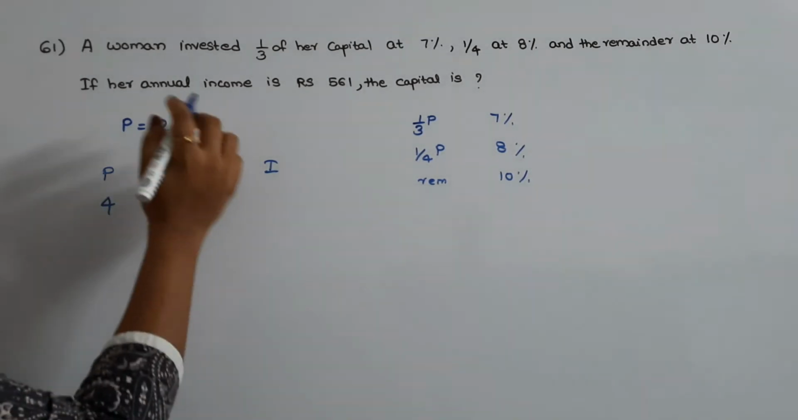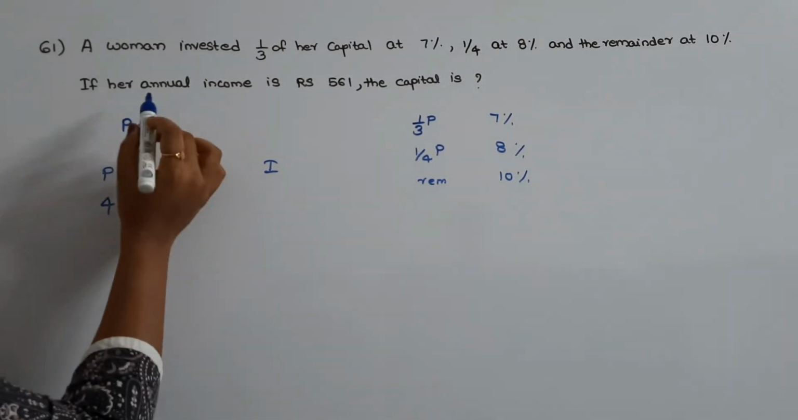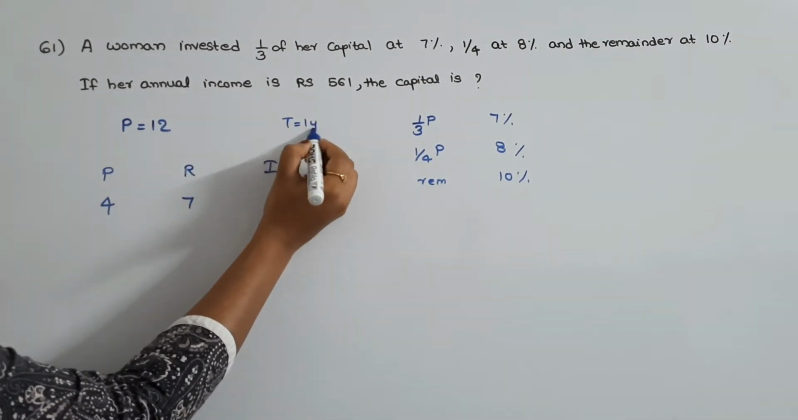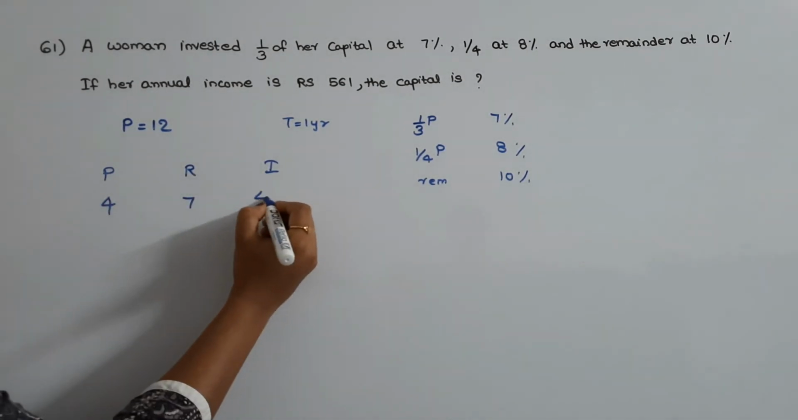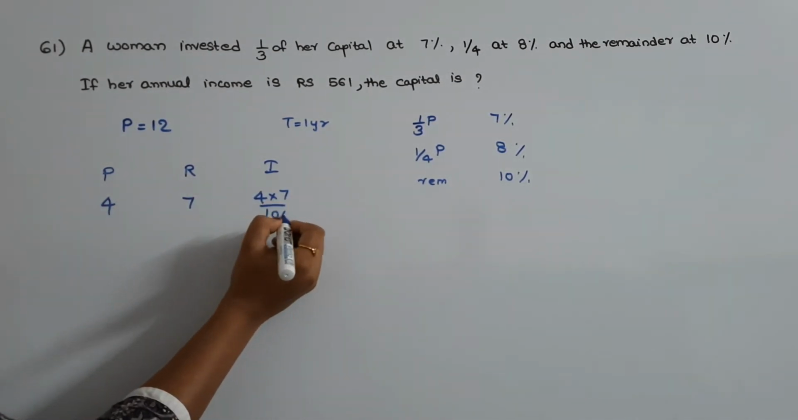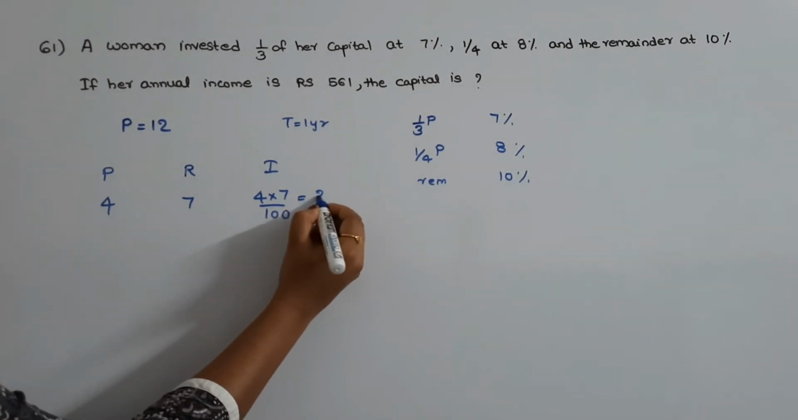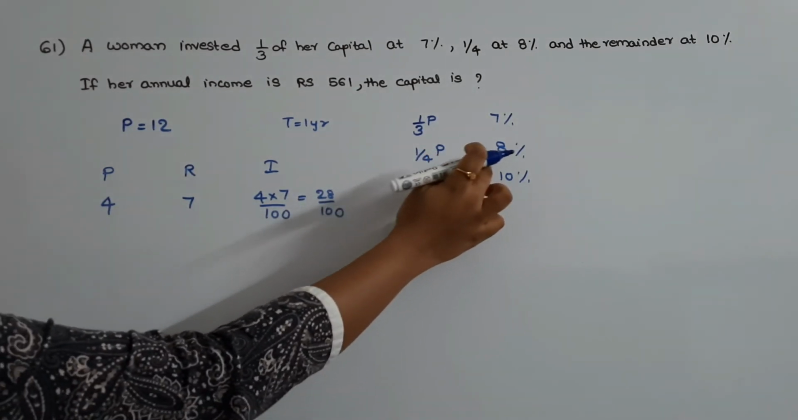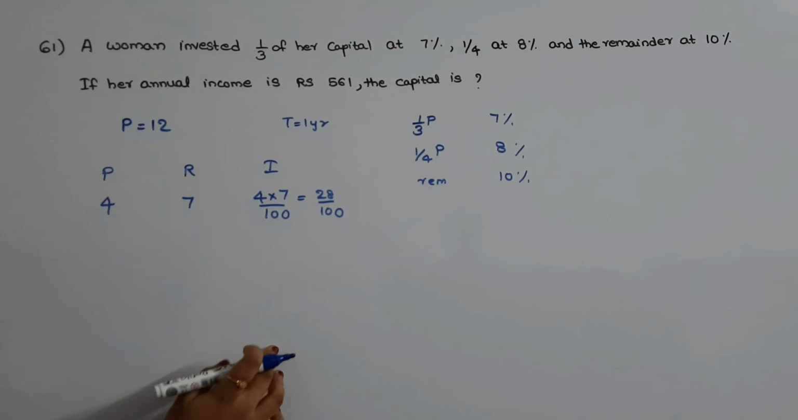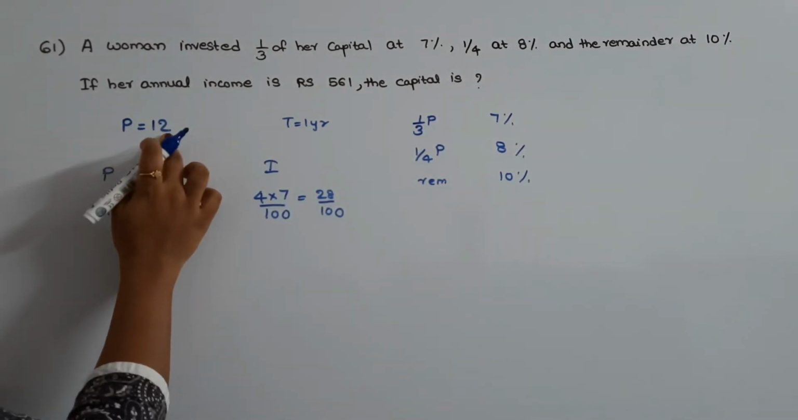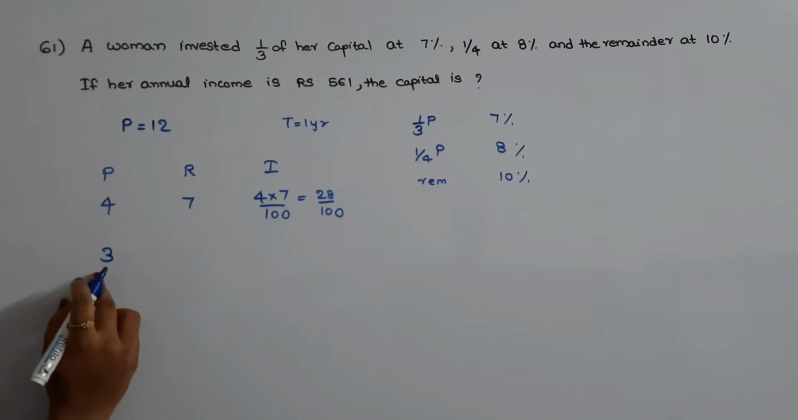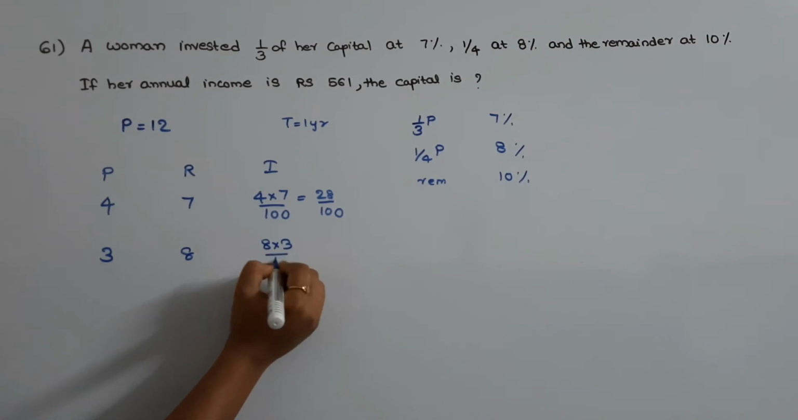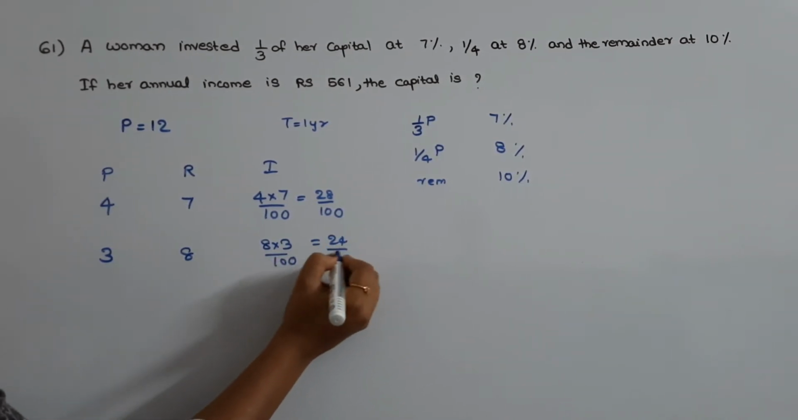Interest will be equal to P into R into T by 100. So here annual income is given as 561, which means the time period is 1 year. Okay. So interest will be equal to 4 into 7 divided by 100. That is equal to 28 by 100. Now they are telling 1 by 4 of her principal is lent at 8% rate. So 1 by 4 of principal is 1 by 4 of 12 is 3. So when the principal is 3, rate of interest is 8. So interest will be equal to 8 into 3 by 100, that is equal to 24 by 100.